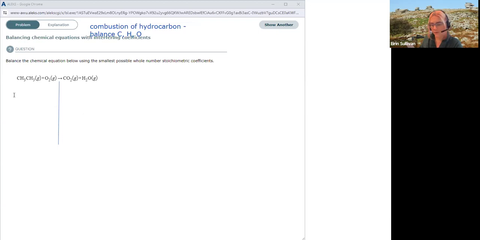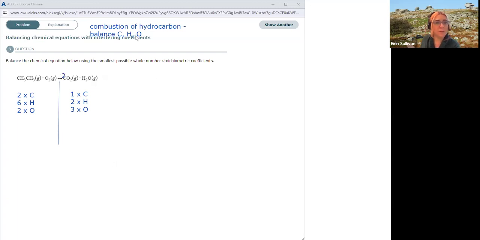So how many carbons have we got on the left-hand side? 2 carbons, and we've got 6 hydrogens, and we've got 2 oxygens. And then on the right-hand side, we've got 1 carbon, 2 hydrogens and 1, 2, 3 oxygens. Let's deal with the carbon first. I would just put a 2 in front of the CO2 to fix that.